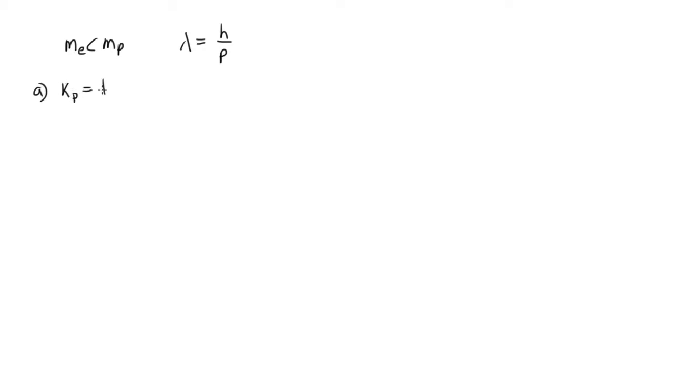So the kinetic energy of the proton is the same as the kinetic energy of the electron. And we know that the momentum is equal to the square root of 2mK. So in this case, if the electron and the proton have the same K, but the electron's mass is smaller, that tells us that the p for the electron is less than the p for the proton.